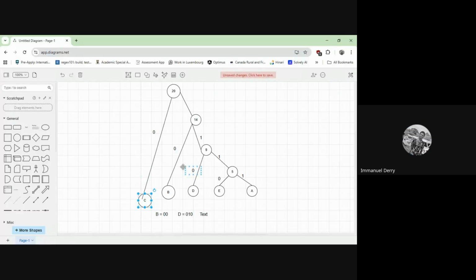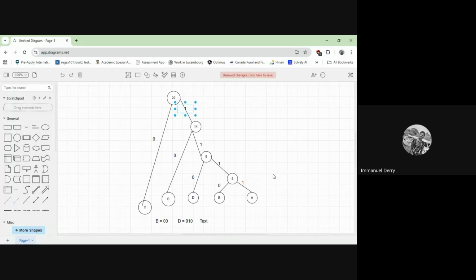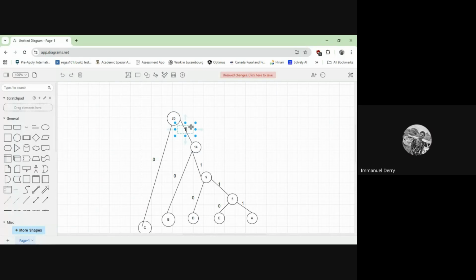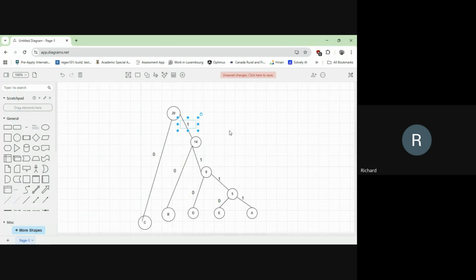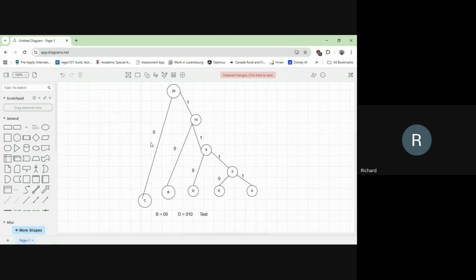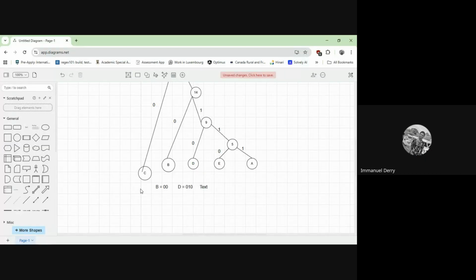All right, so this is what we have. This is 0. This is going to be 1. This will be 0. This is 1. This is 0. This is 1. Okay, so I think this drawing is a little bit closer to scale. All right. So this is what we have.